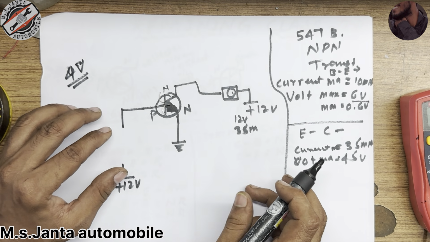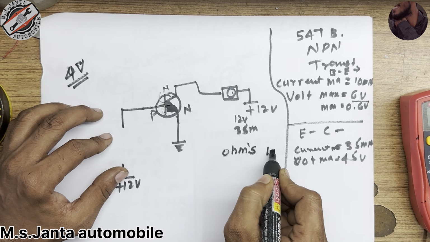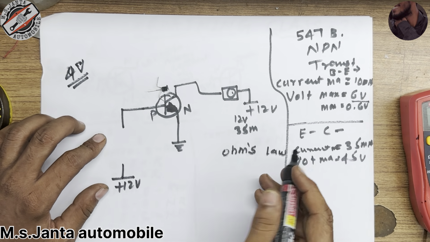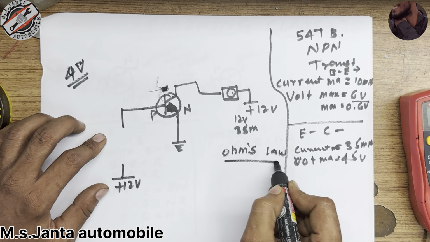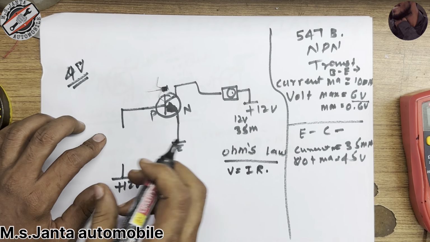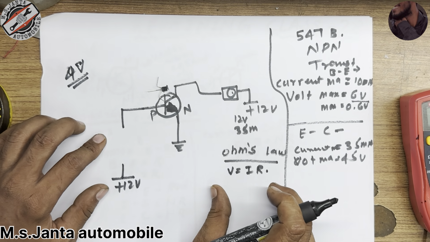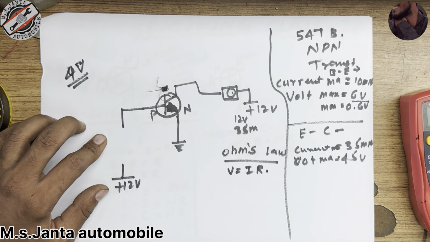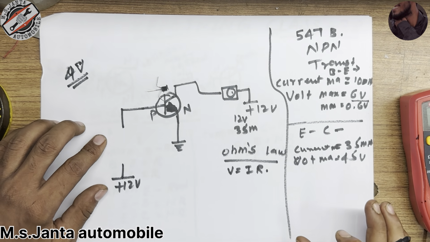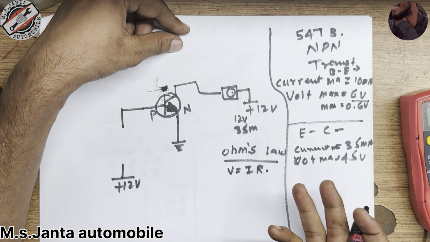So we will apply Ohm's law. It's also called transistor biasing. Okay, so we calculate it. Ohm's law is V is equal to IR. You can also apply the KVL law, but Ohm's law is very simple, and I always apply it. It is my own experience. I always use this calculation, so that's why I will share it with you.